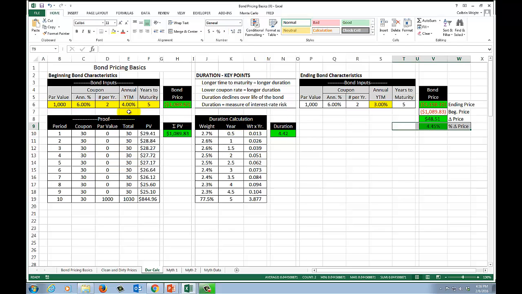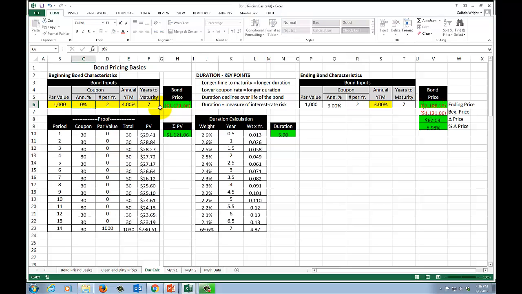So I'm going to make this a longer duration bond. Comprehension check. How could this be a longer duration bond? Well, we could drive the time to maturity out, so let's do that, and let's make it a 0 coupon bond. I need you to remember this number, 4.45%. It's going to go up. So let's make it a 7-year bond instead of 5. And let's make it a 0 coupon bond.